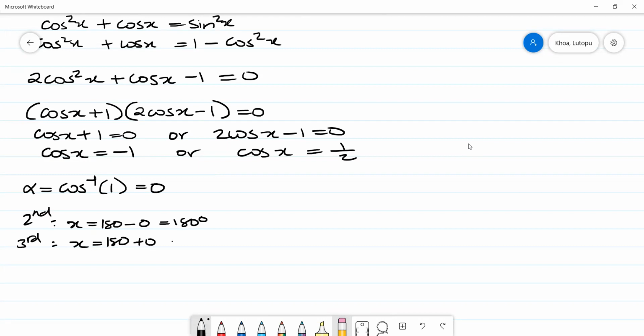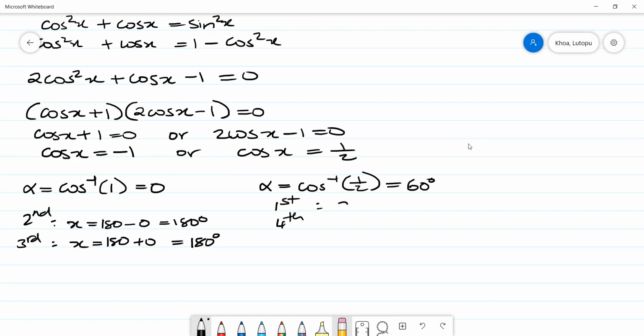180 plus 0, so this is still 180 degrees. So there's only one solution over here. All right, then the second equation, we do the same thing. Alpha, this is cos inverse of a half, which is equal to 60 degrees. Then your quadrants, this is the first and the fourth.